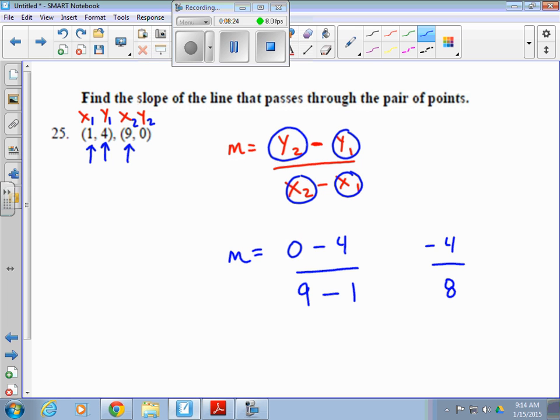Okay, like I told you a minute ago, make sure it's simplified. This is not. The number 4 goes into both of these. The number 4 goes into negative 4, negative 1 time, and it goes into 8 2 times. So your slope in this case is negative 1/2.